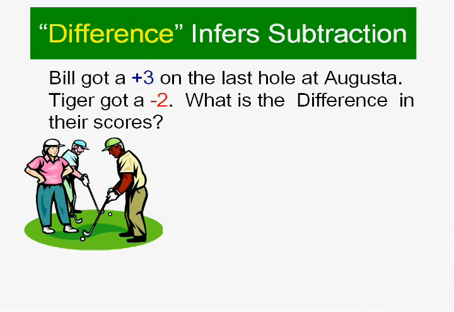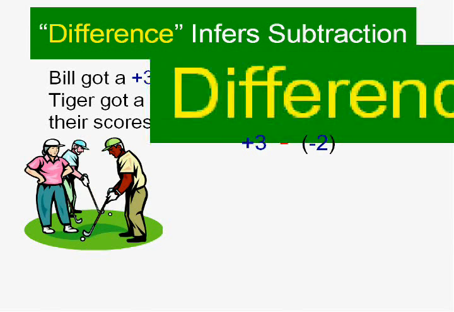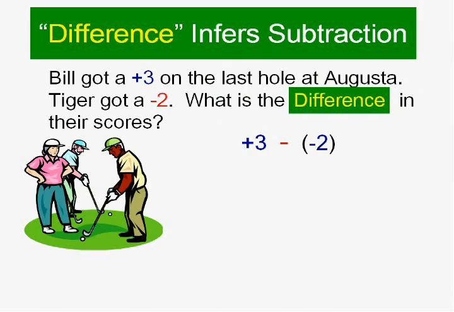Let's look at this problem. If Bill got a +3 on the last hole at Augusta, and the gentleman Tiger got a -2, what is the difference in their scores? Now, this is going to be a little bit weird. Difference, we know, infers subtraction. But there's already a negative there anyway. I demand an explanation. Okay, let's not get confused. The difference gives us the subtraction. The negative came from the -2. Don't lose either one of them.